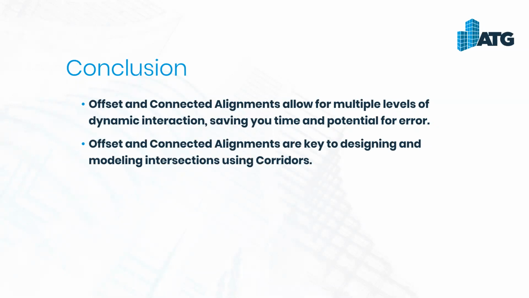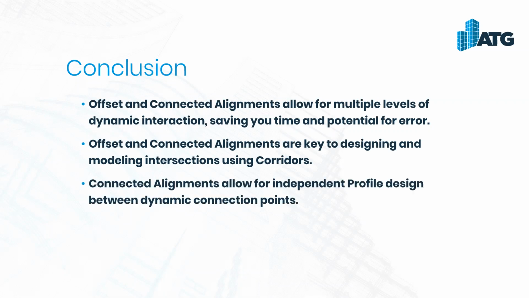When we're using these offset and connected alignments and profiles, we're doing so because they're key to designing and modeling intersections using corridors. Until the connected alignment function came out, manually assembling your own corridor baselines for these curb returns was a real chore, as we saw toward the beginning of this one.